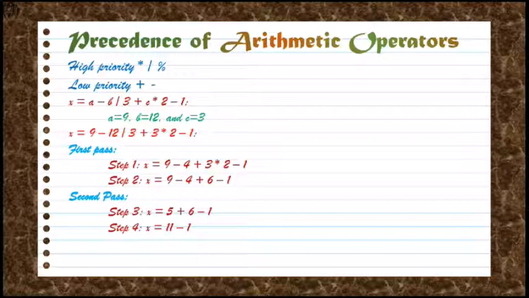In step 5, again do the subtract operation. So in step 5, 11 minus 1 is 10. So the answer is x equal to 10.